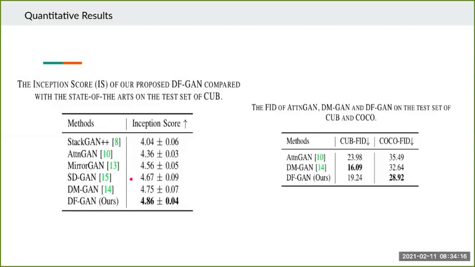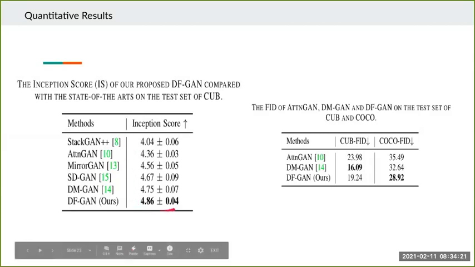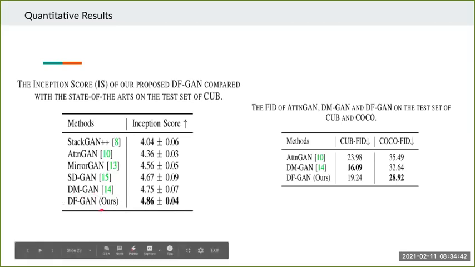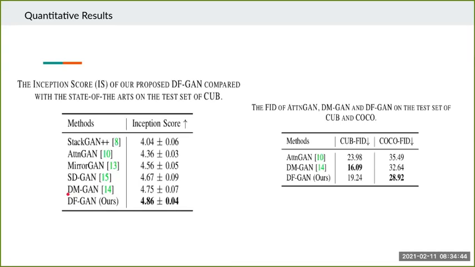So these are the different quantitative results that they obtained. As you can see, the inception score improved considerably from StackGAN to DF-GAN. But the closest performance to the proposed method is DM-GAN, which uses a memory network. The use of the memory network in DM-GAN is to try to do something similar to what the deep fusion block is trying to do, which is to provide more and more opportunity for text and image fusion to happen.